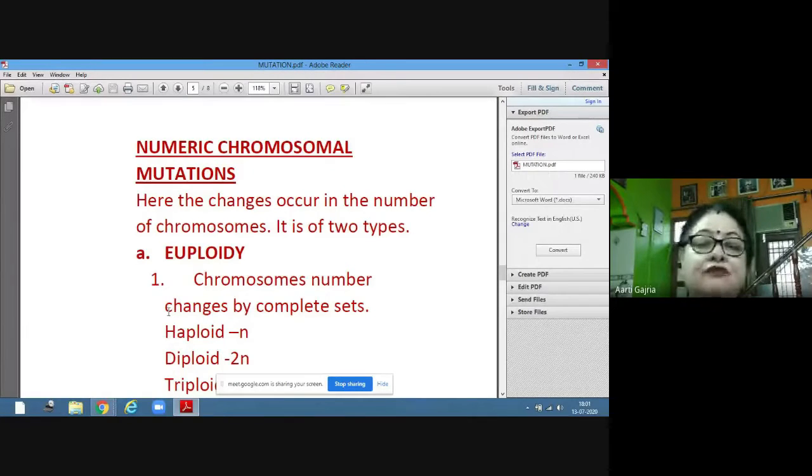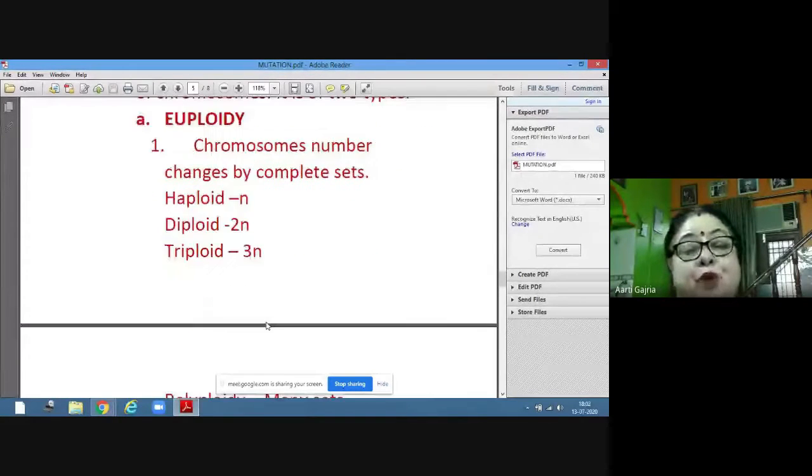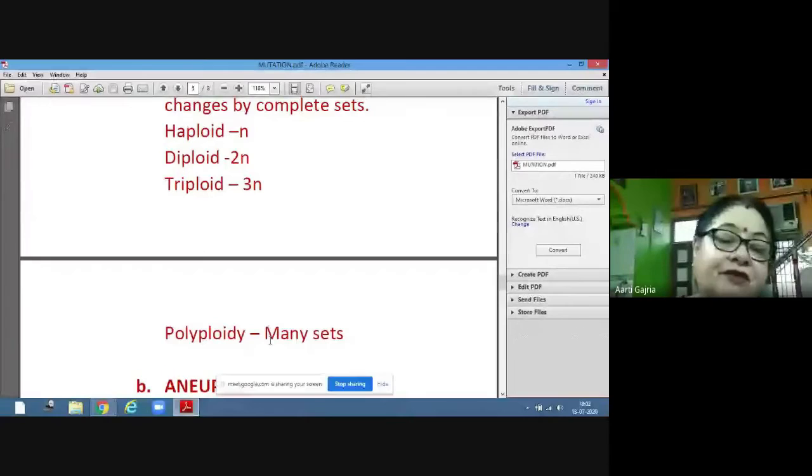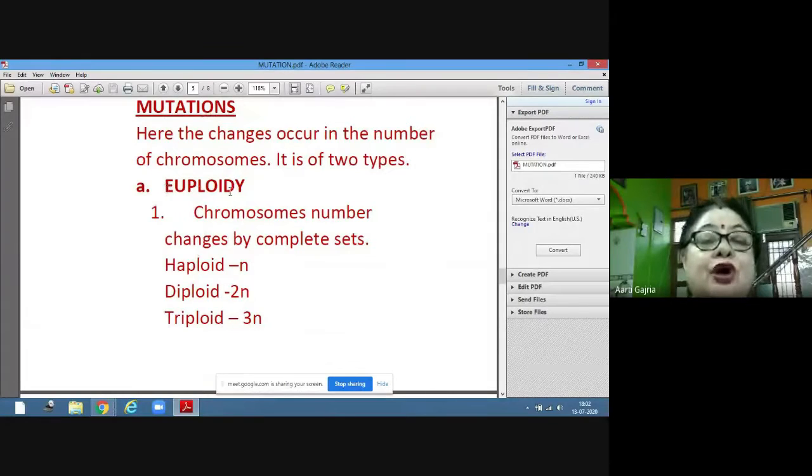For example, for us, what is N? N is 23. N is haploid. Then it becomes diploid, 2N, and it can become triploid also if the set changes into 3N. So N, 2N, 3N, and polyploidy. Many sets can be formed. When this happens, this type of mutation is called euploidy, where the whole set of chromosomes is changed. The whole set is doubled or the whole set is single, like that happens in the progeny.